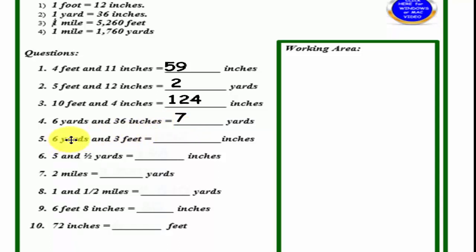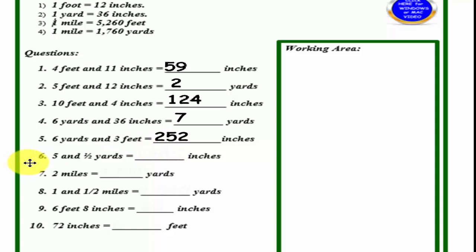Number 5. All right, here we have 6 yards and 3 feet is equal to how many inches? Well, it's going to be a big number here because we're going to have to take 6 and multiply it by 36 inches because there's 36 inches in a yard, right? And that'll come up with 216. Plus we're going to add 3 feet or another 36 inches. So your answer here should be 252.